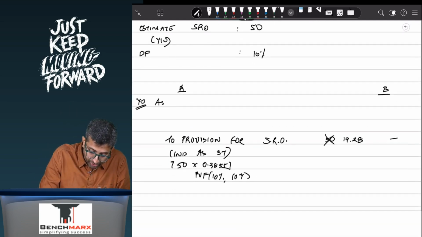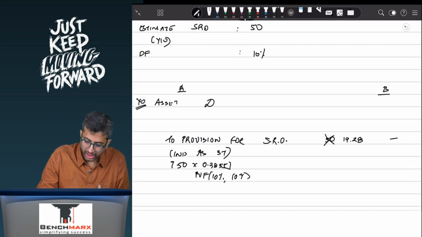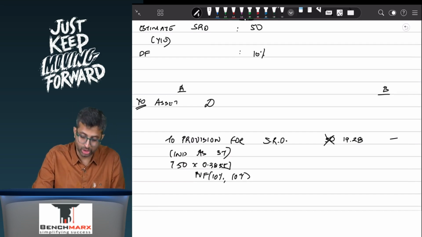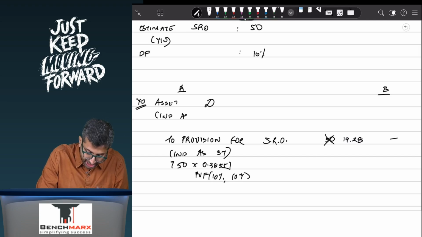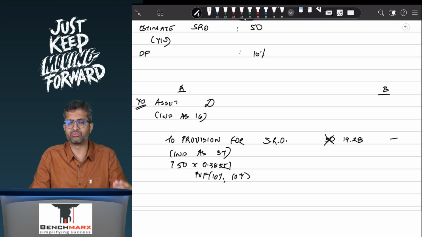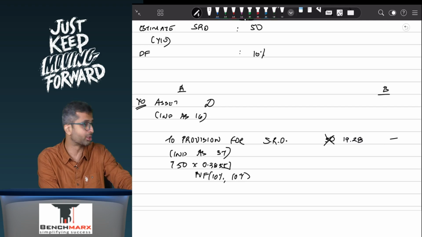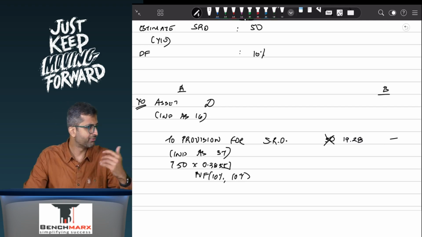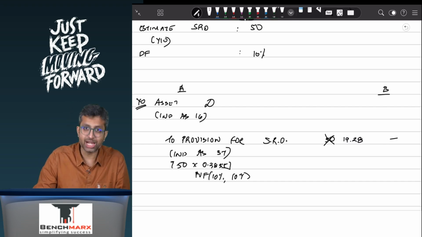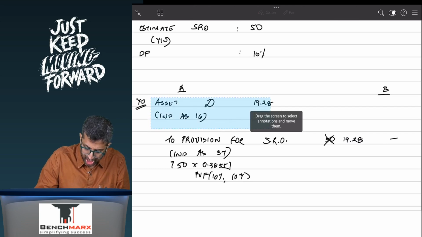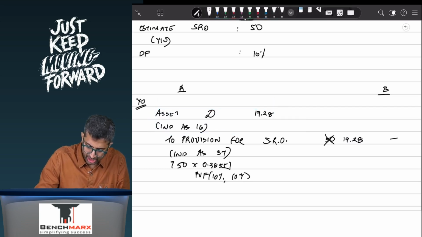The true cost of the asset is not just the construction cost, but also, this is where Ind AS 16 comes in. Ind AS 16 says that your cost of the asset includes obviously the material, labor, overhead cost, but it also includes the present value of the site restoration obligation. So if there is a site restoration obligation at present value basis, you will include it into the cost of the asset.